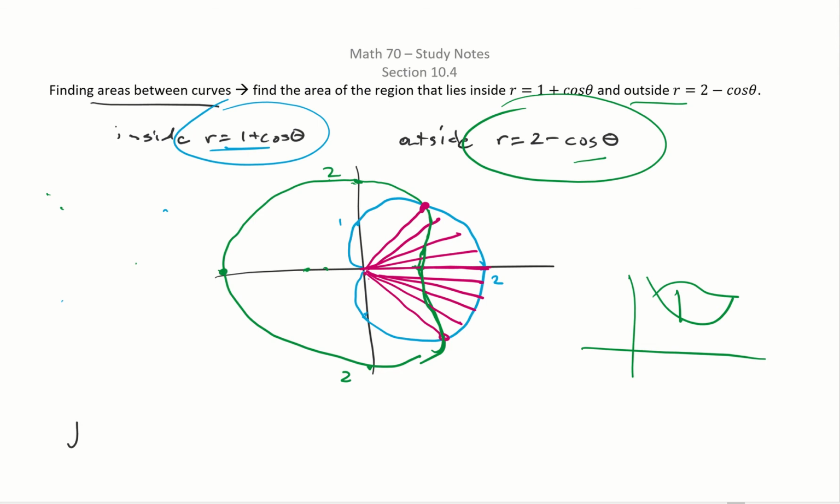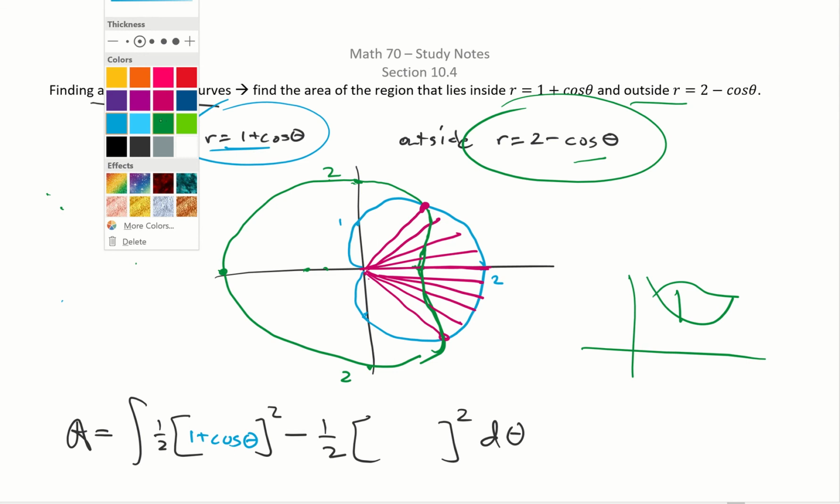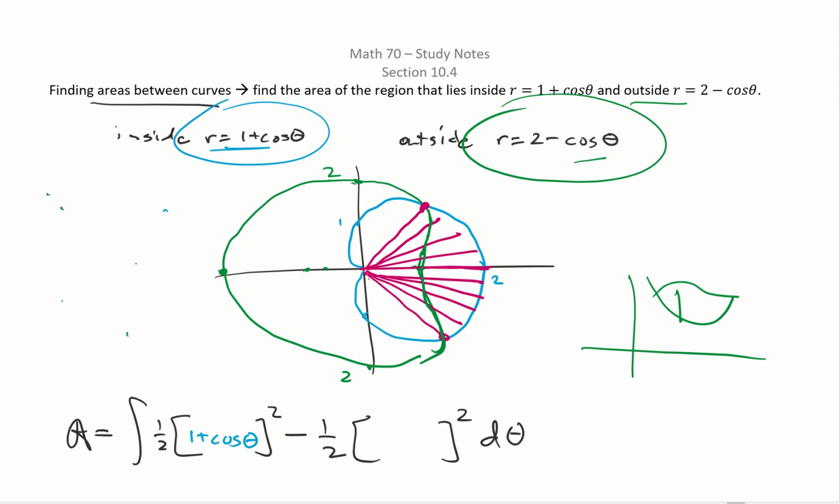So the area would look like the integral from, I don't know yet, 1/2 the farther curve squared, and then minus, keep it all in one integral, the closer curve squared d theta. The farther curve is Mr. Blue, and it's 1 plus cosine theta. And the closer curve is Mr. Green, and he is 2 minus cosine theta. This is done, except for the limits. The limits have to be found.